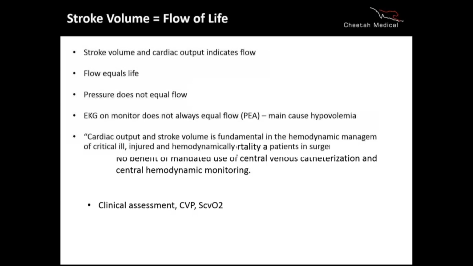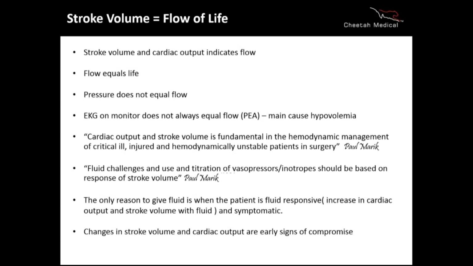Stroke volume and cardiac output indicate that there's flow. And if there's flow, there's life. Pressure does not equal flow. The fact that you have adequate blood pressure for the moment doesn't mean you have adequate flow.